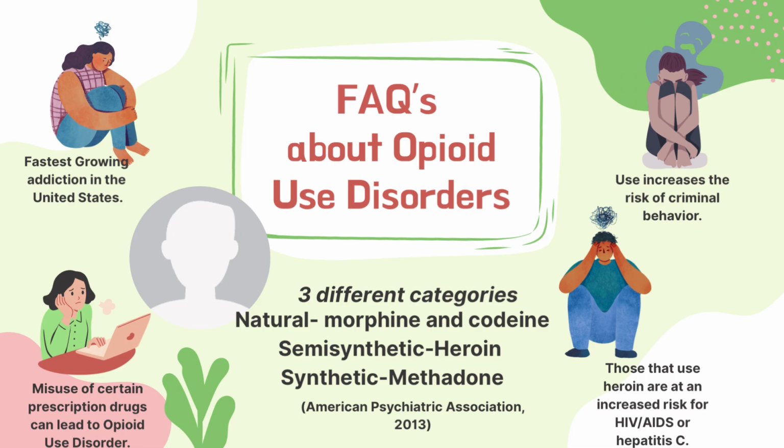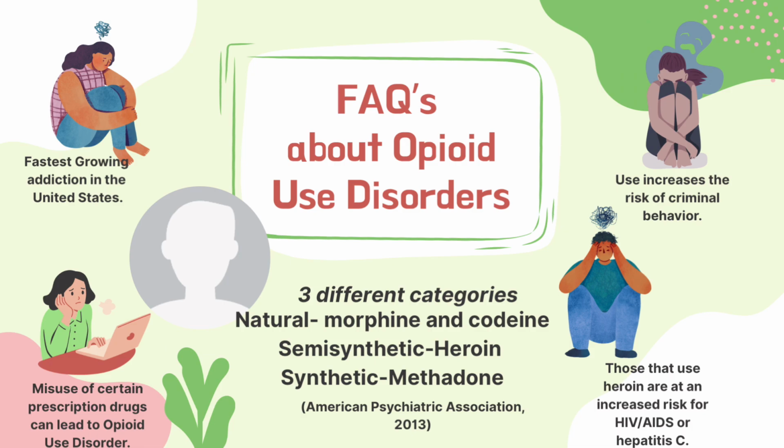The opioid use disorder is currently the fastest growing addiction in the United States. Misuse of certain prescription drugs can lead to opioid use disorder. The use increases the risk of criminal behavior. Those that use heroin are at risk for HIV, AIDS, or hepatitis C.